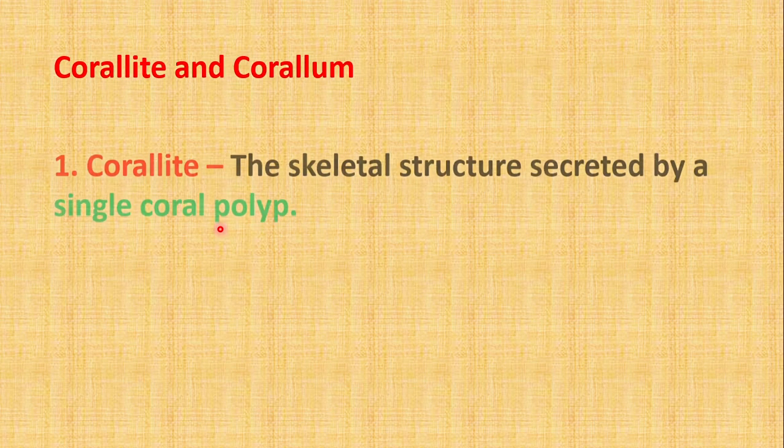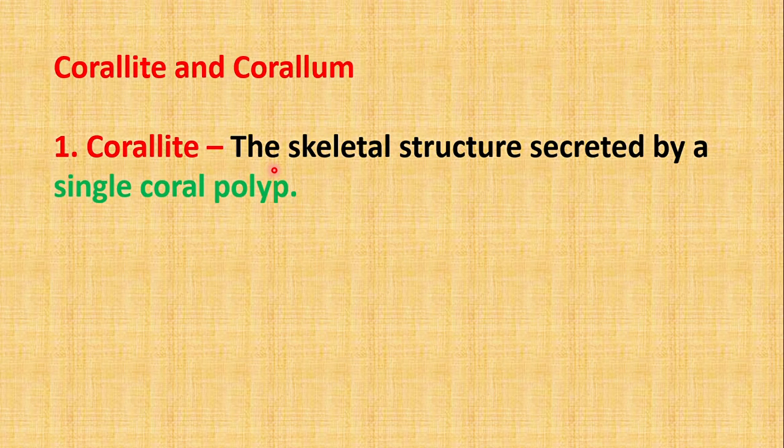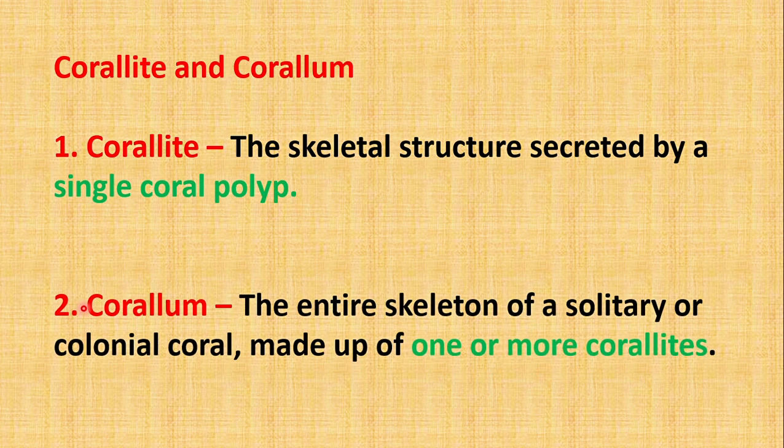Okay. So corallite is the skeleton structure secreted by the single coral polyp. This is the single one. And corallum is the entire skeleton of the solitary or colonial coral. So remember the difference between corallite and corallum.